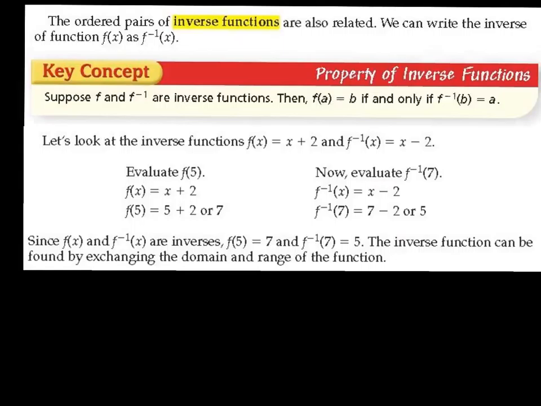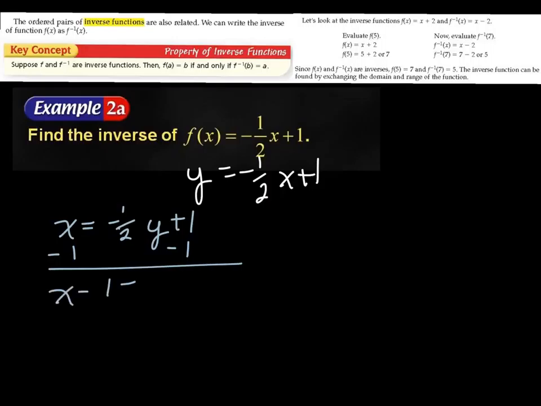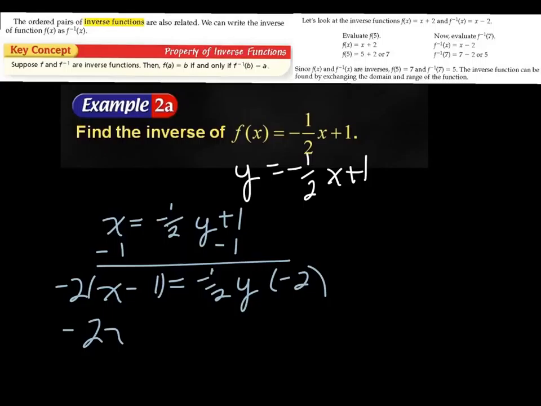The inverse function can be found by exchanging the domain and range of the function. To find the inverse of f of x equals negative 1/2 x plus 1, first I would rewrite f of x as y. Then we can reverse the x and the y. So I'm going to have x equals negative 1/2 y plus 1 and solve for my new y. So subtract 1 from both sides and multiply both sides by negative 2. And we get negative 2x plus 2 equals y.